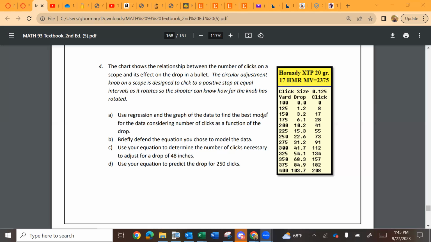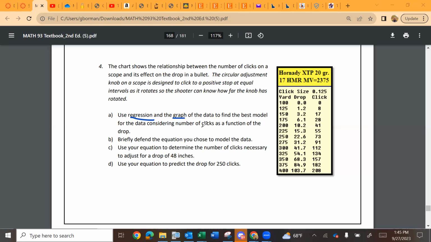This time we've got one, two, three columns of data. Well, we only need two of them. Which two? Well, it says do regression and a graph to find the best model for the data considering the number of clicks as a function of the drop.